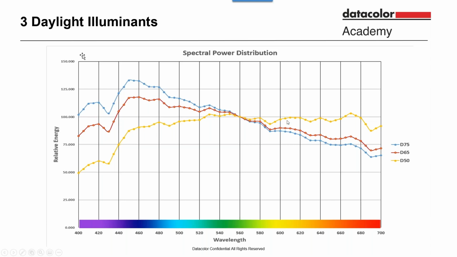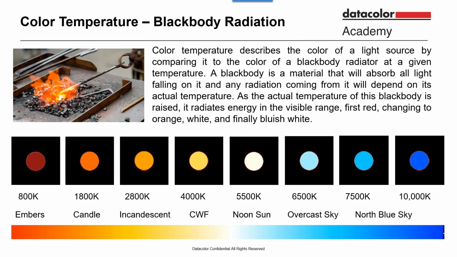You can see that the D50 is a more even distribution across the spectrum, and this is used a lot in the printing industry. D65 is very common and is probably the most common daylight illuminant used, and D75 is used for other purposes. I've used the term D65, D6500. So what does that really mean? Well, let's get into color temperature.